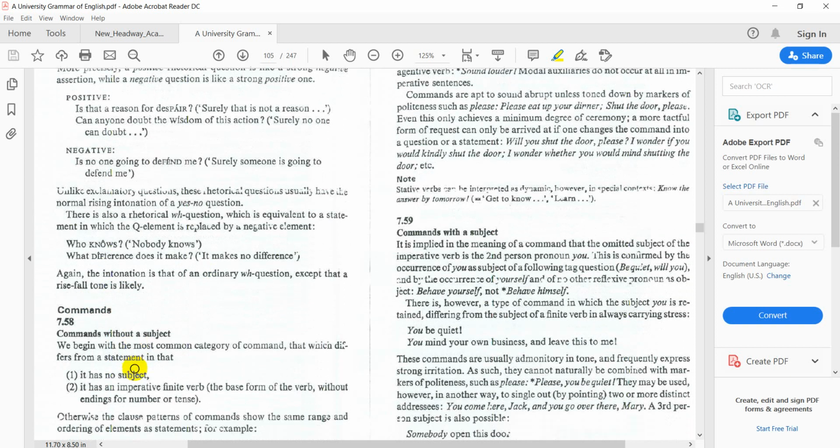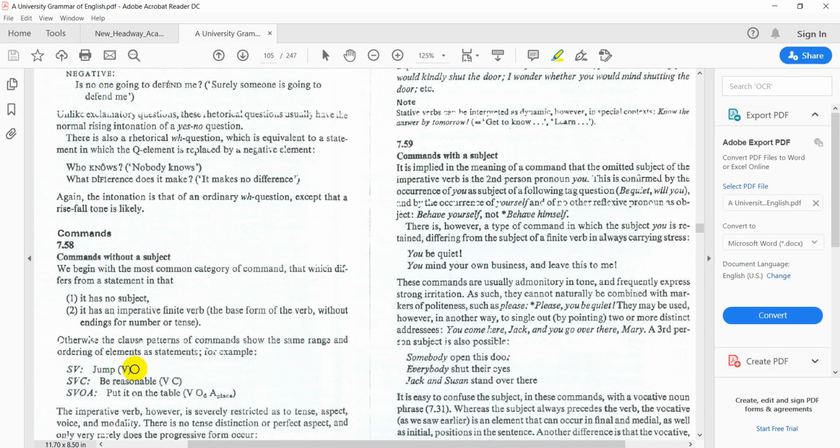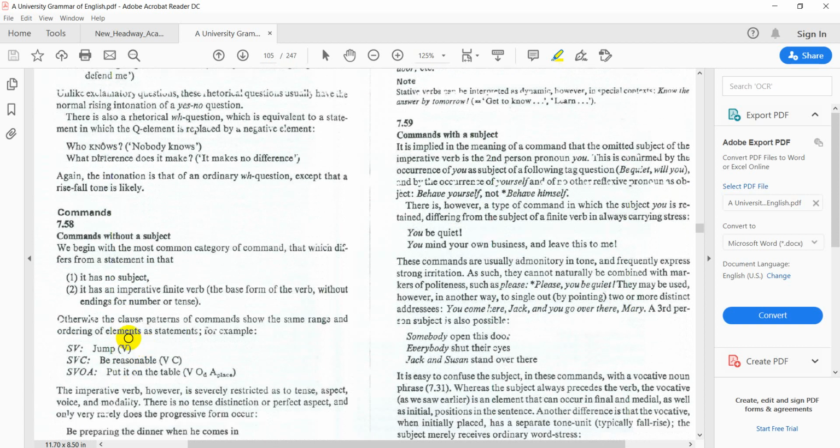Okay. Now we will move to command. Okay. Section 7.58. Commands without a subject, which is a typical way of commands.